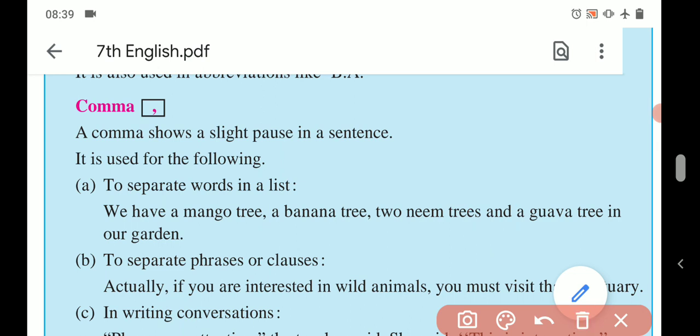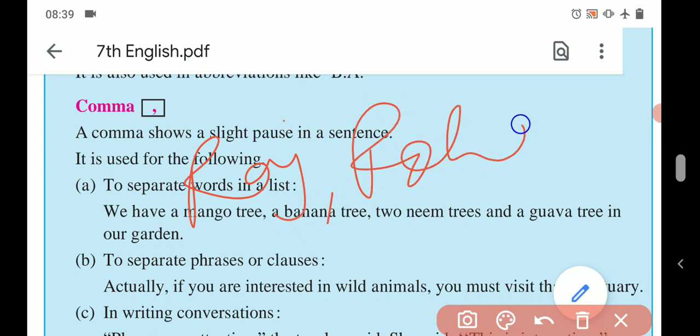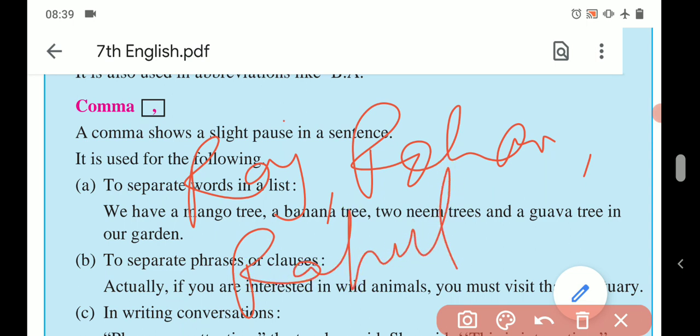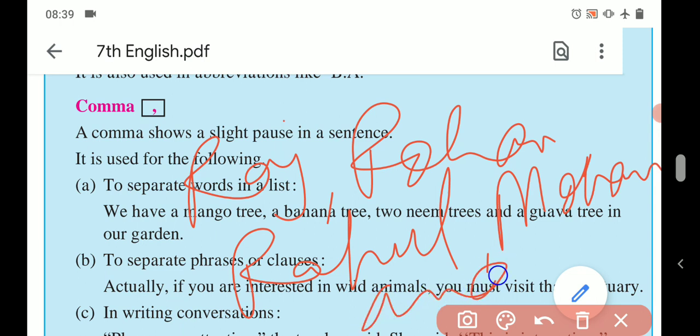For another example, if you are to write the names of boys, you have to use comma. For example, Raj, comma, Rohan, comma, Rahul, comma, Mohan, and Sham. So if you are to make a list of anything, you have to use comma till the last two.